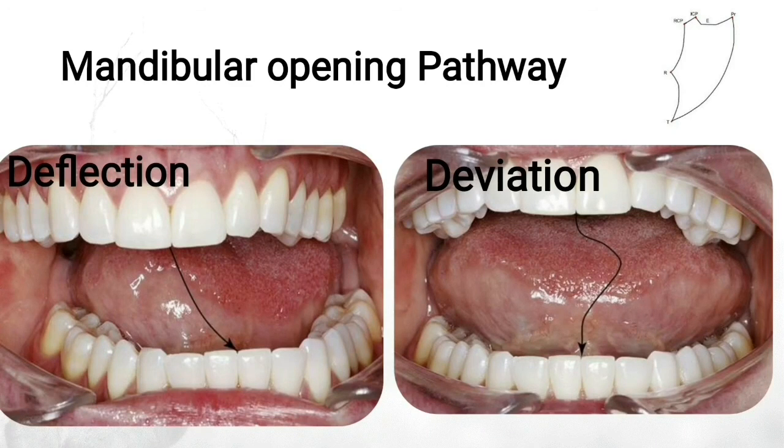Other than the degree or the distance of mouth opening that should be recorded, the pathway the mandible takes during opening should also be examined. Deflection is a midline shift during opening that doesn't return to normal, while deviation is a deflection from the midline to bypass an obstacle, which is an anterior displaced disc on one side, then returning to the midline.